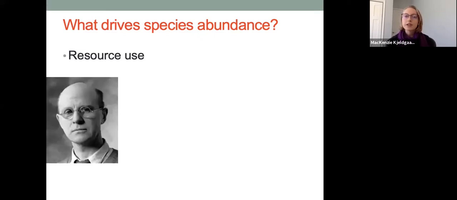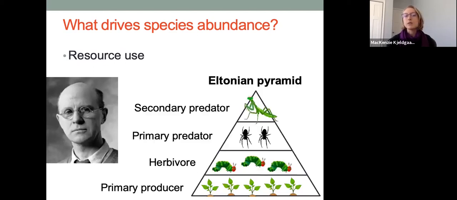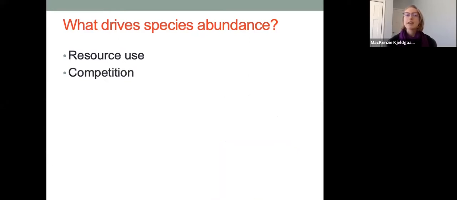So Charles Elton, who's known as the father of ecology, was one of the first to formally propose this relationship between resource use and species abundance in what is now known as the Eltonian pyramid. And this is the idea that organisms at the base of the food web will be more abundant than those at the top. Now, another factor that can influence species abundance is competition.